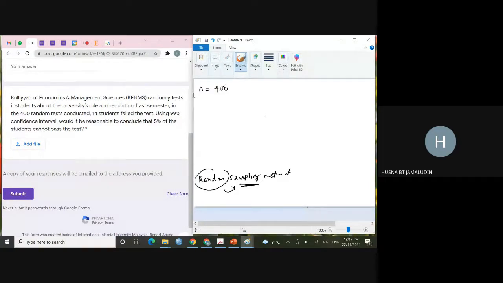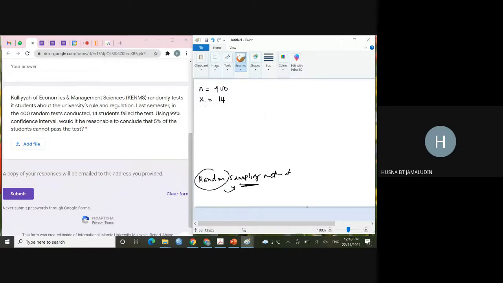The next, 14 students. Out of this 400 n, 14 students failed the test. What is this 14? X. Do you know what kind of question this is? Proportion. Yes, you have the X, you have the N. So it should tell you straight away, it should be proportion, even though you cannot see the word proportion.